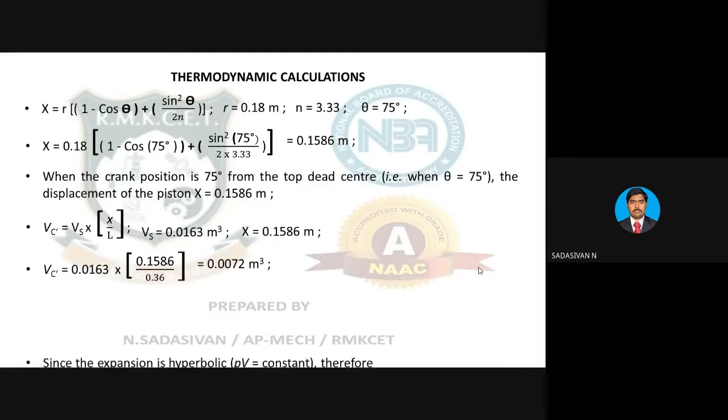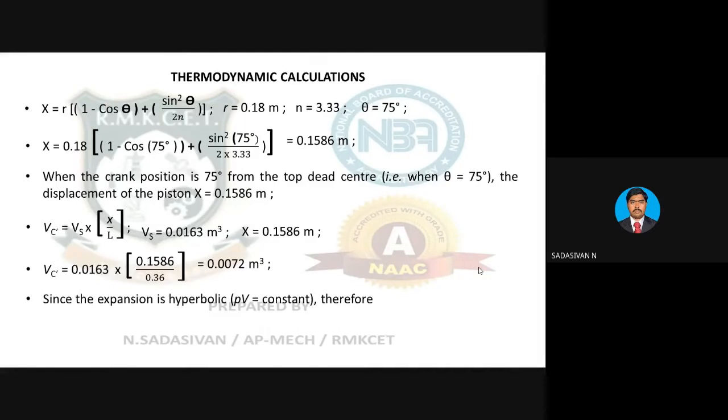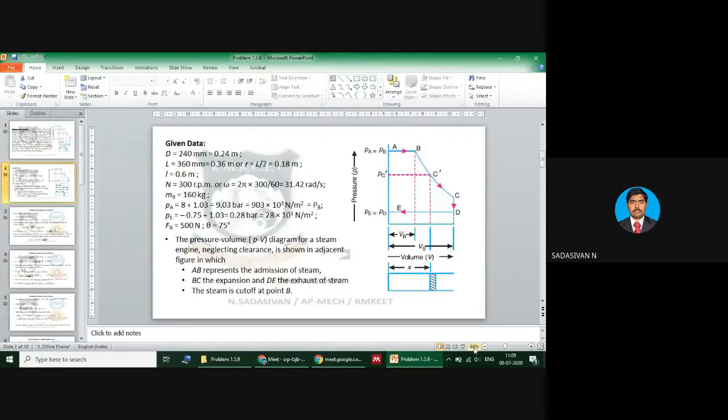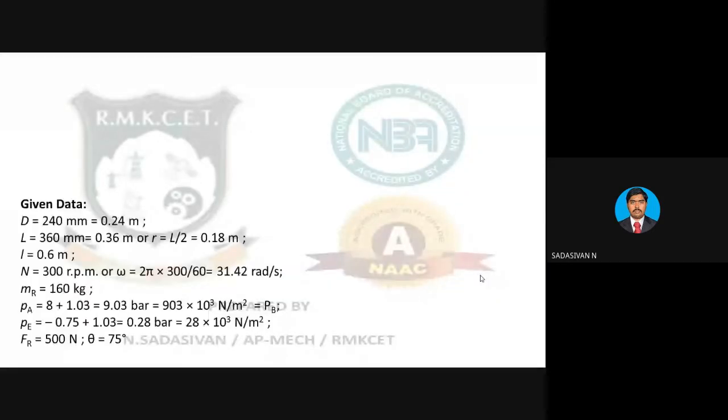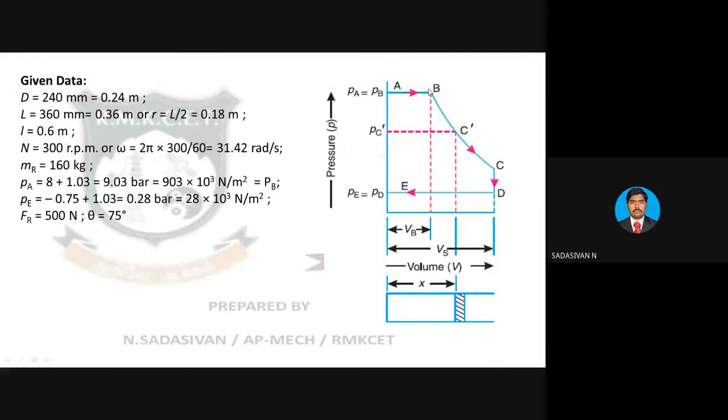Okay, fine. Now since the expansion is hyperbolic, PV equal to constant, therefore VB PB equal to VC dash PC dash. What is this B? B is the point where you stop the pressure input of steam. And C dash is my point where theta is 75 degree. Let's go back to the PV diagram, you will understand. Look at the PV diagram. Where is B? So at this point PV equal to constant, and this also is PV equal to constant at this point.